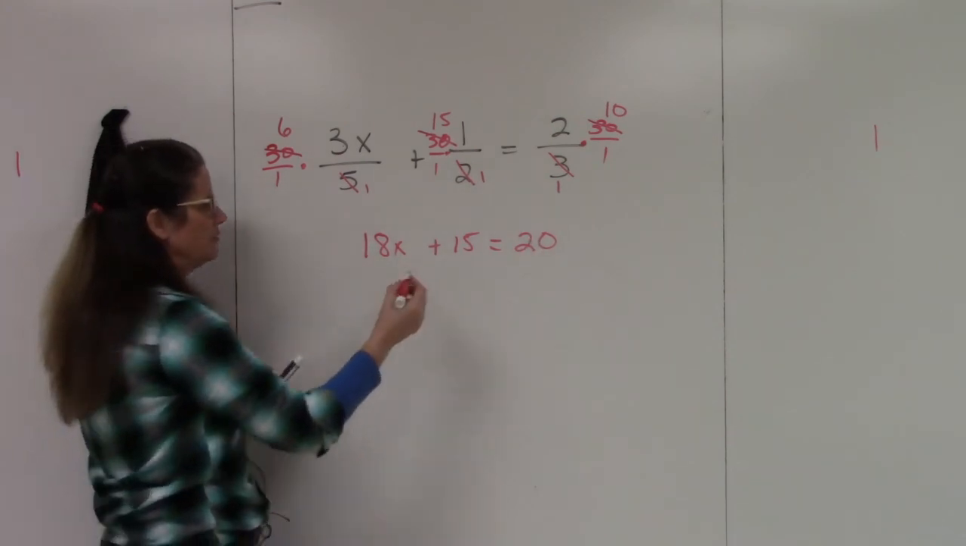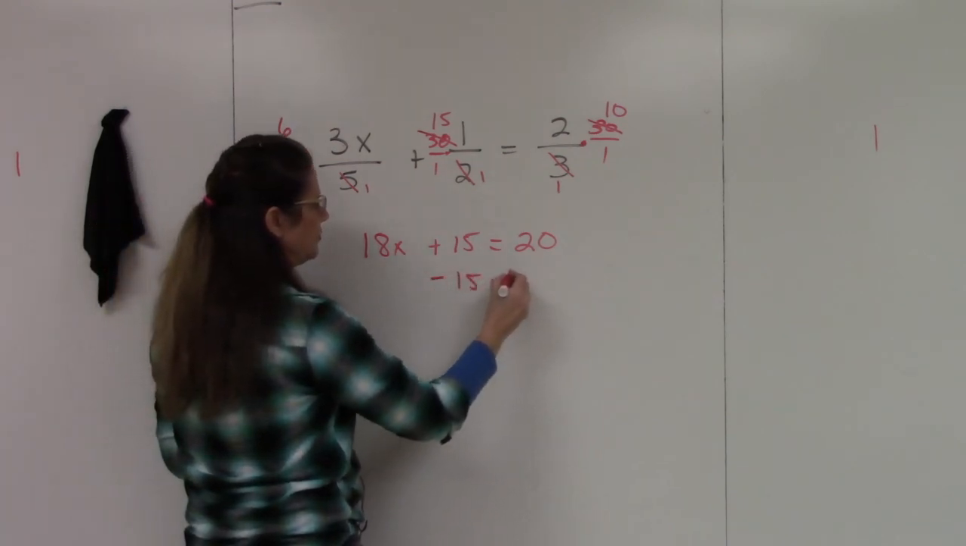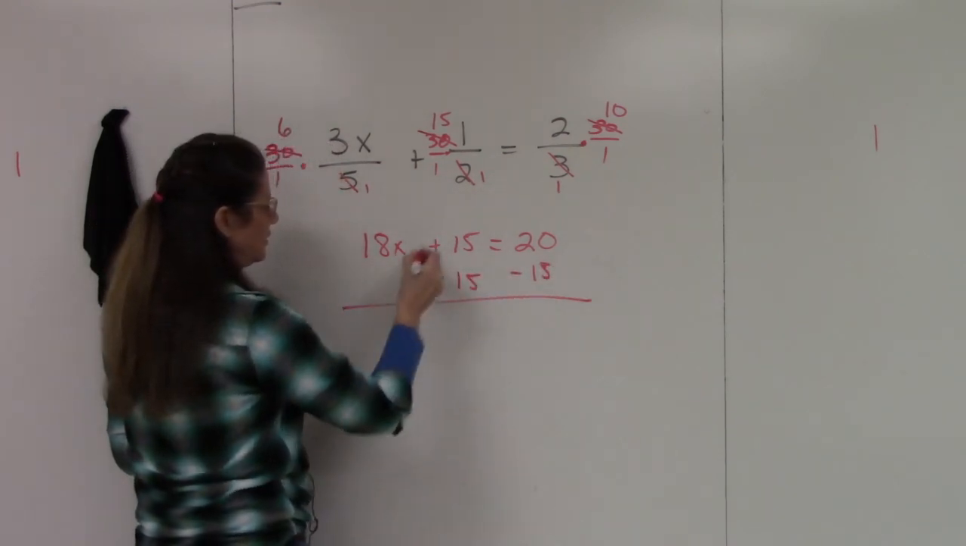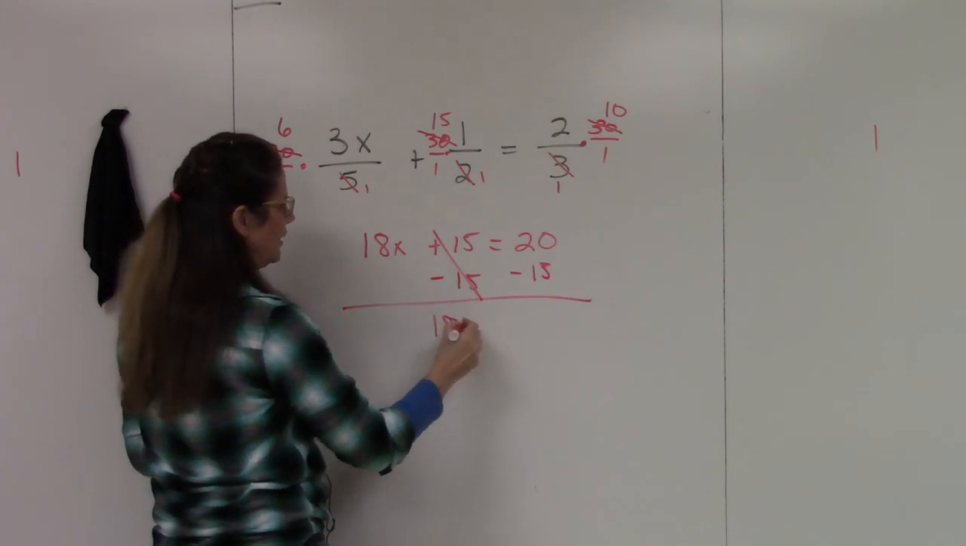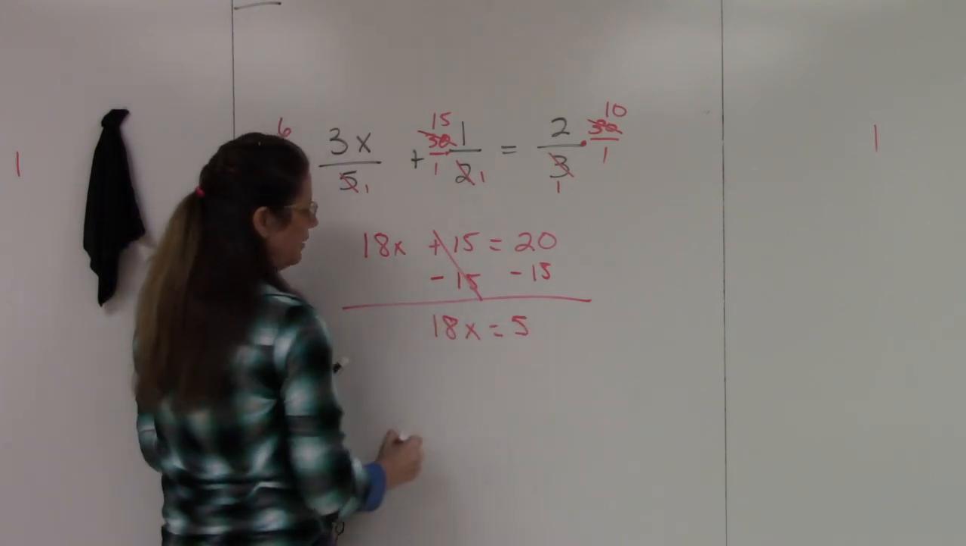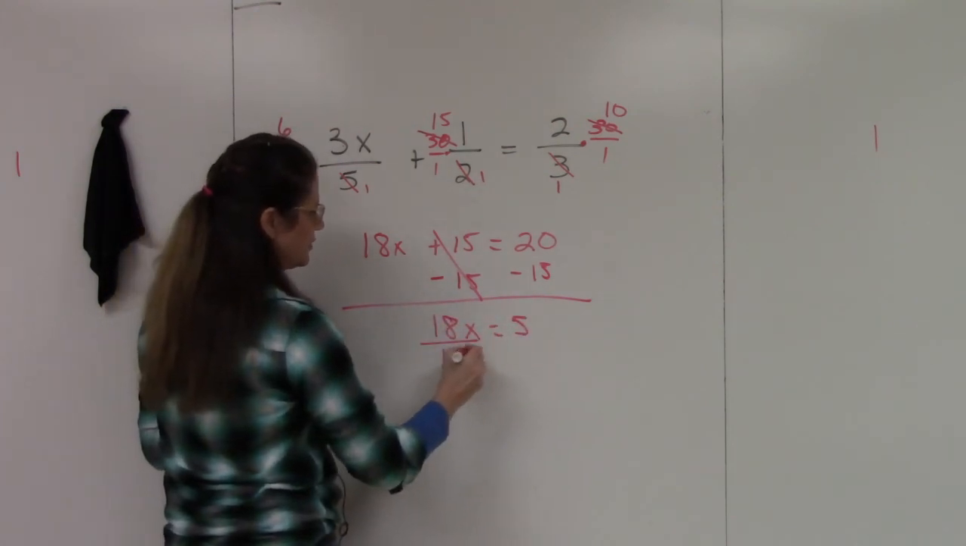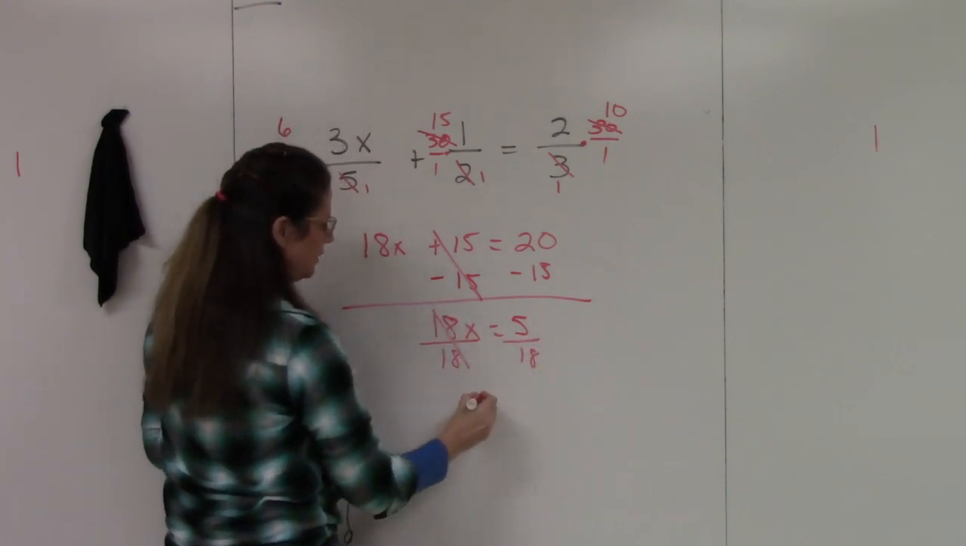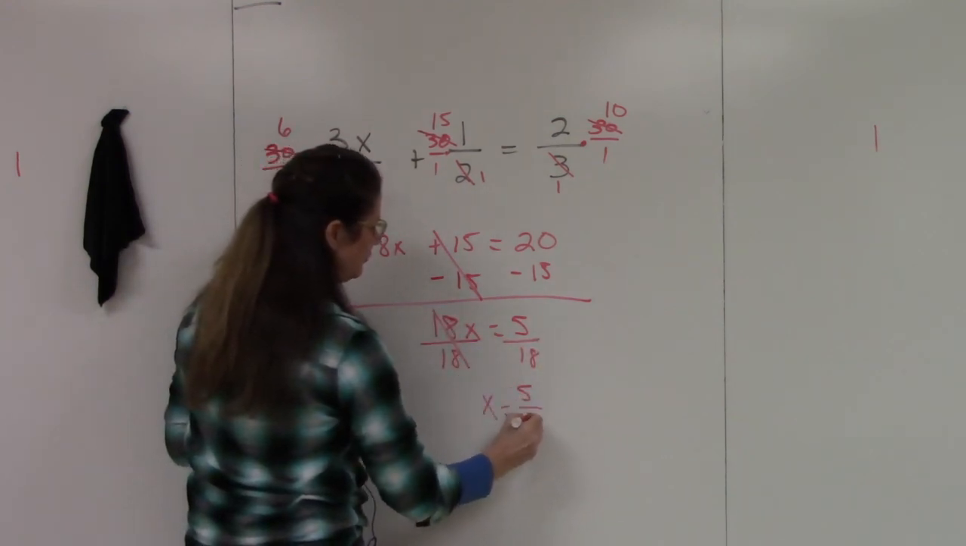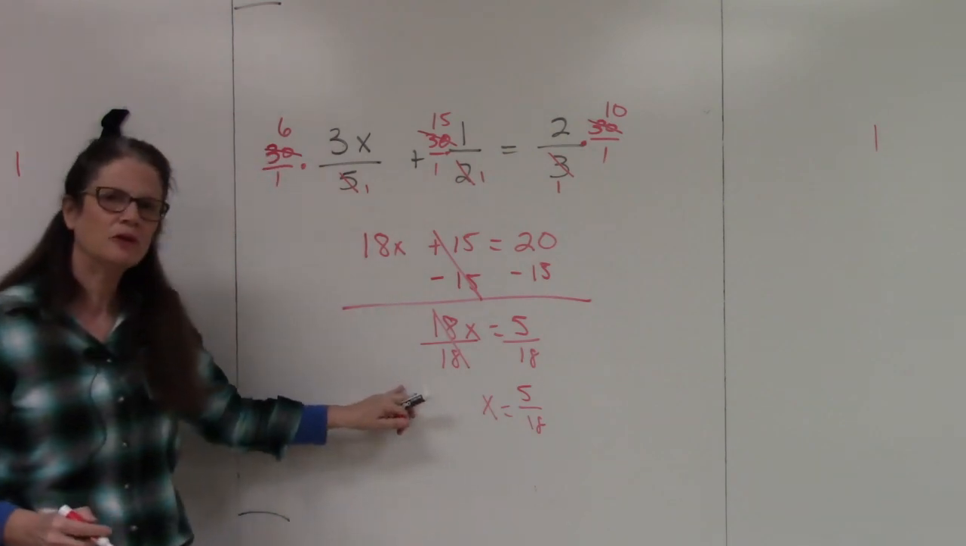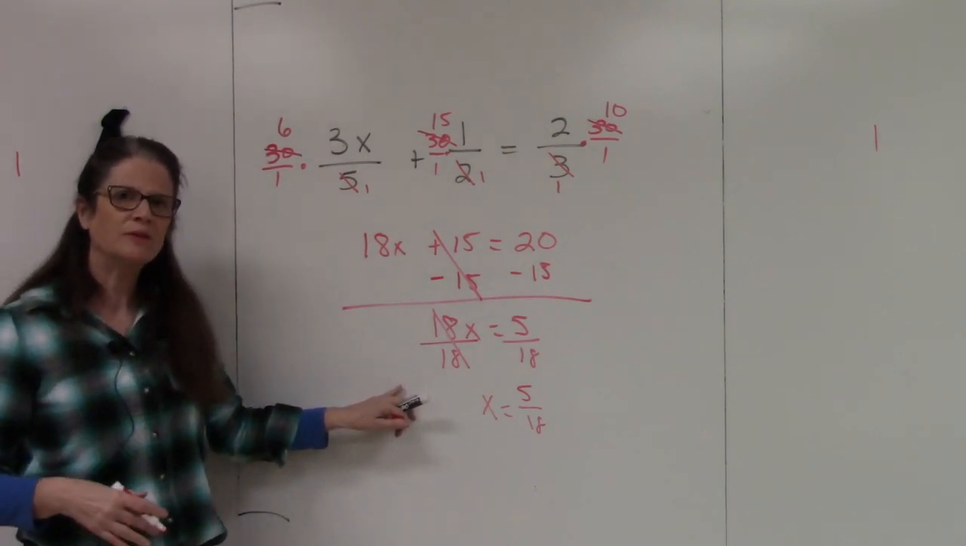So now I'm going to solve. I'm going to subtract 15 from both sides. That cancels. I end up with 18x equals 5, and then I'm going to divide both sides by 18. Remember, whenever you're solving for a variable, the goal is to get the variable all by itself, and that's eliminating fractions.